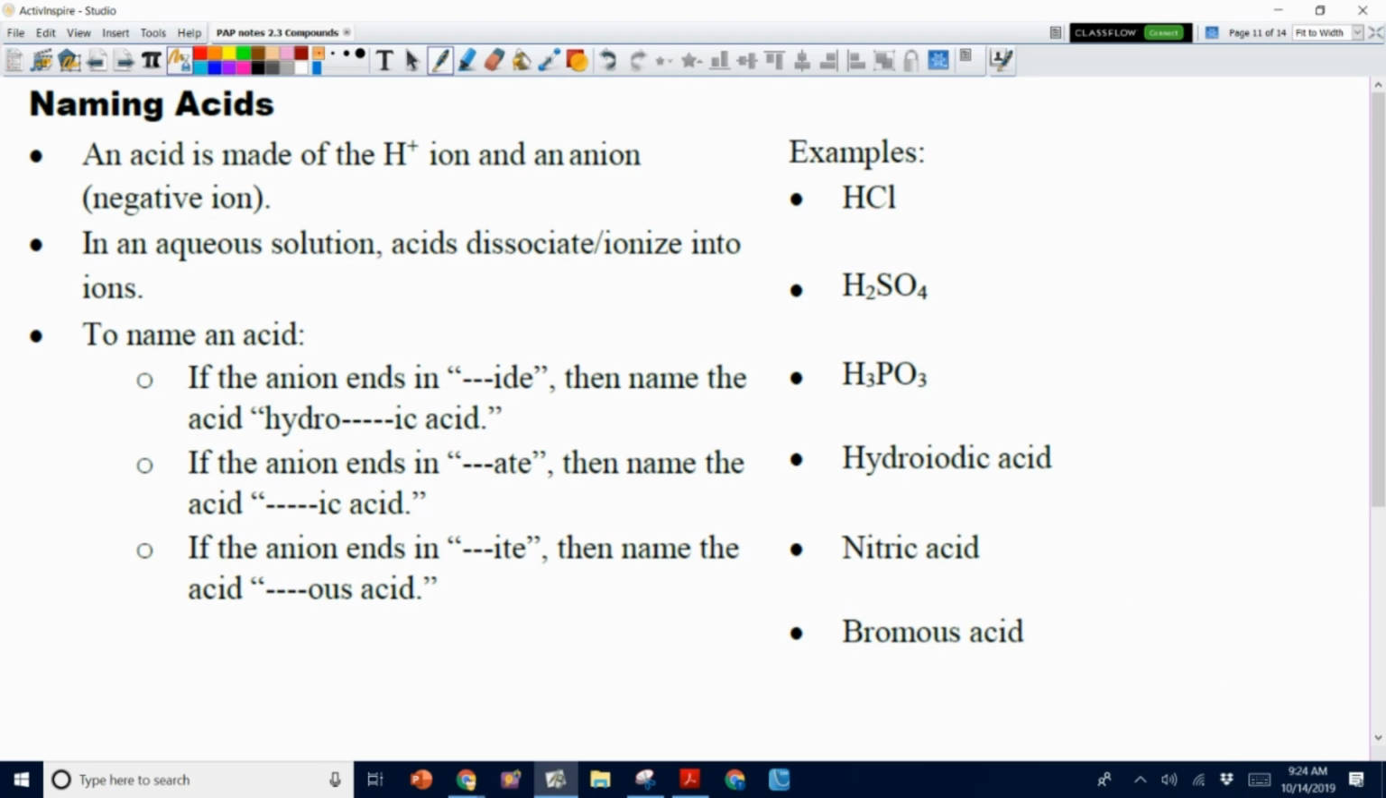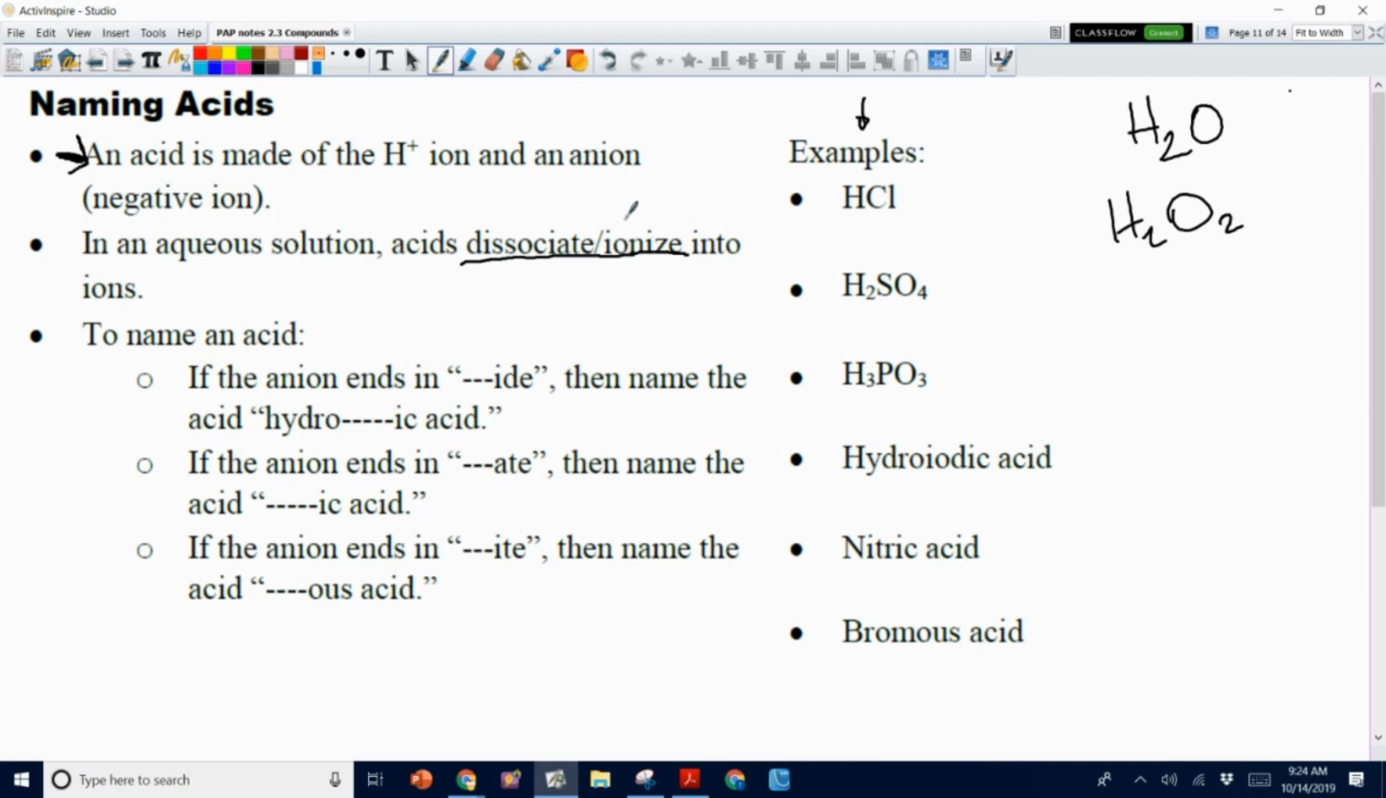All right, so remember, an acid is made of a hydrogen ion and any anion or negative ion. So it's any compound that begins with H except for H2O and H2O2. Okay. So here's some examples right here. HCl, H2SO4, H3O, H3PO3. These are all examples of acids. Okay, and in an aqueous solution, acids dissociate, which means they split apart into ions.